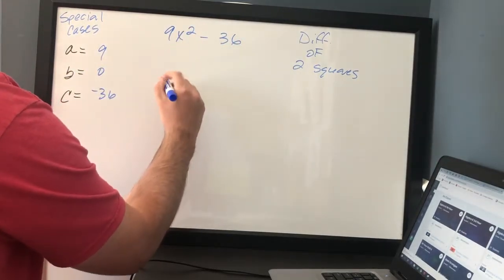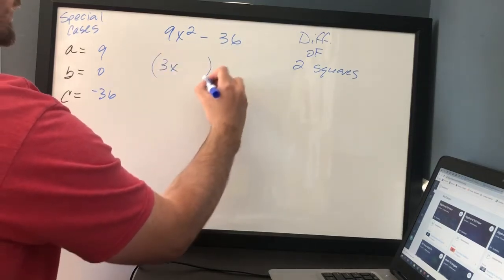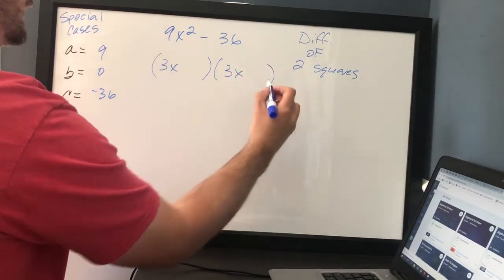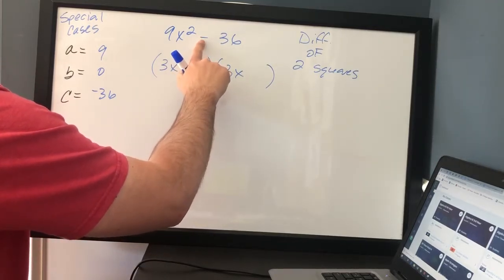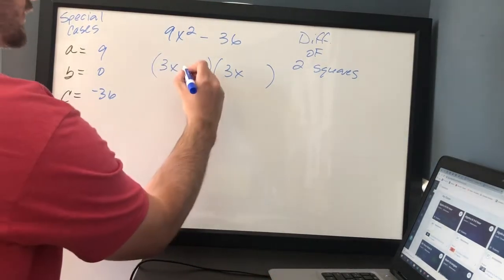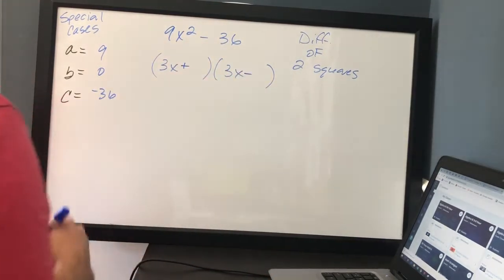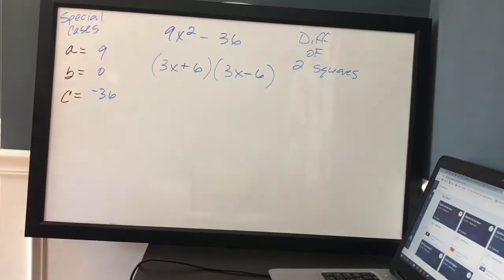The square root of 9x squared is 3x. So we put 1 here, and we put 1 here. Again, in order for this to work, it has to be a difference, has to be subtraction here. If it's subtraction, that means we multiplied a positive and a negative. So we have to have a positive and a negative. Now, what's the square root of 36? It's 6. So that's how you would factor those.